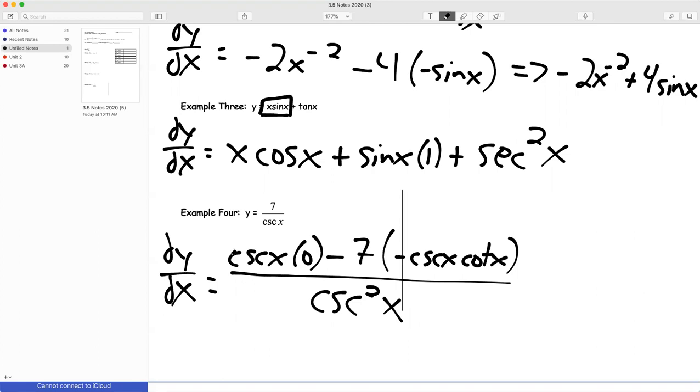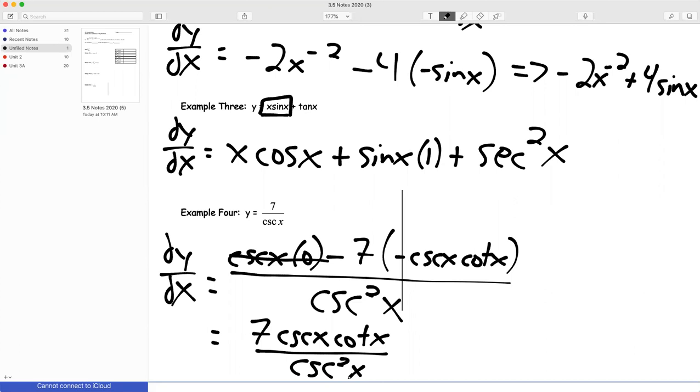My cosecant of x times 0, that's going to go away. This negative I could pull out and make it positive. So I've got 7 cosecant of x cotangent of x over cosecant squared of x. Well, that was the long way. I'm going to leave it like that in this way, but there is an easier way.